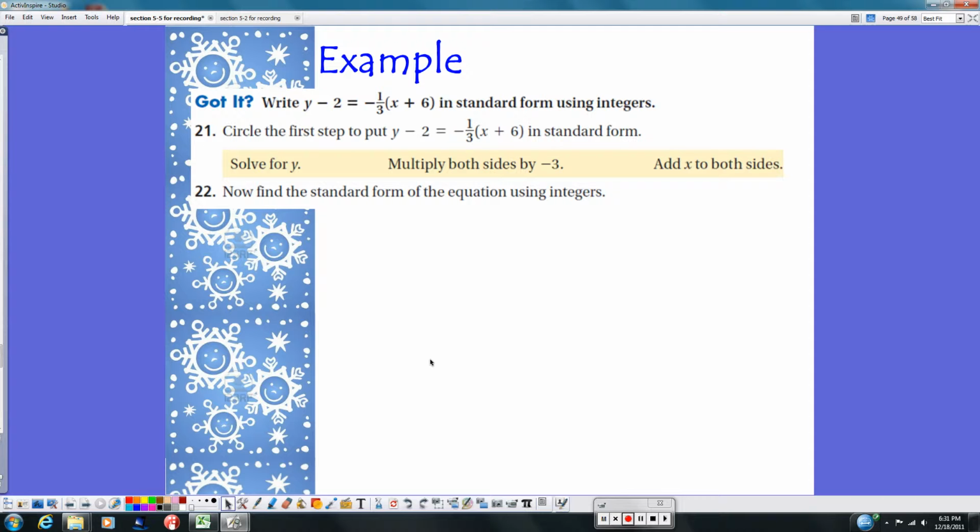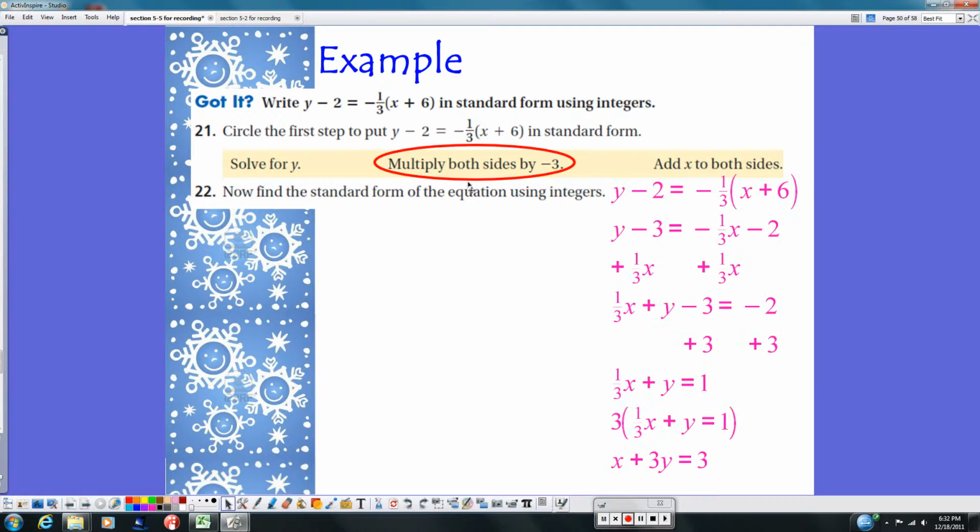So what's our first step going to be? If we want to get this into ax plus by equals c, we don't want to solve for y, and we don't want to add x to both sides. That's not going to be our first step, at least. What we do want to do is multiply both sides by a negative 3, or we could distribute the negative 1/3. I like to distribute. You could have multiplied both sides by the negative 3 and gotten rid of the fraction, but I like to distribute all the time.